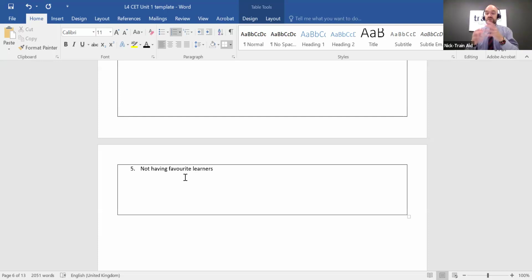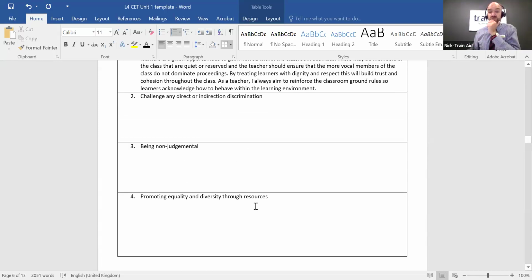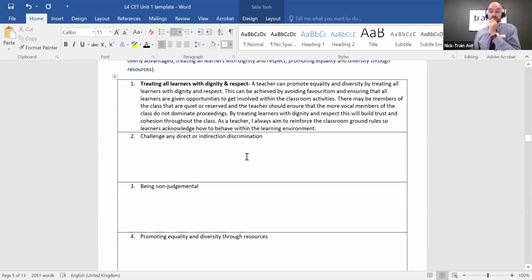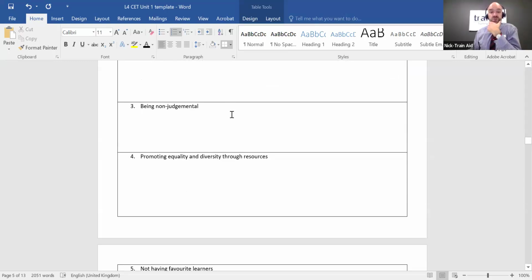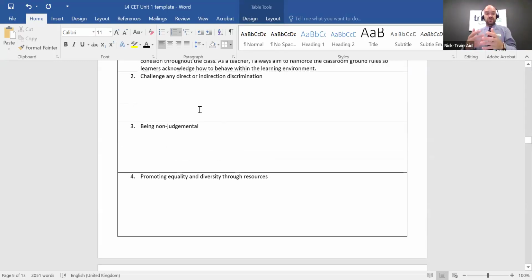Perfect. And so I'll just explain a bit about each of those and my thought processes there. You could go for different ones, that's absolutely fine. And once again, do reflect on your own teaching practice as well. So number 2 is to challenge any direct or indirect discrimination. As mentioned before, any unsavory comments, we want to really stamp that out straight away.